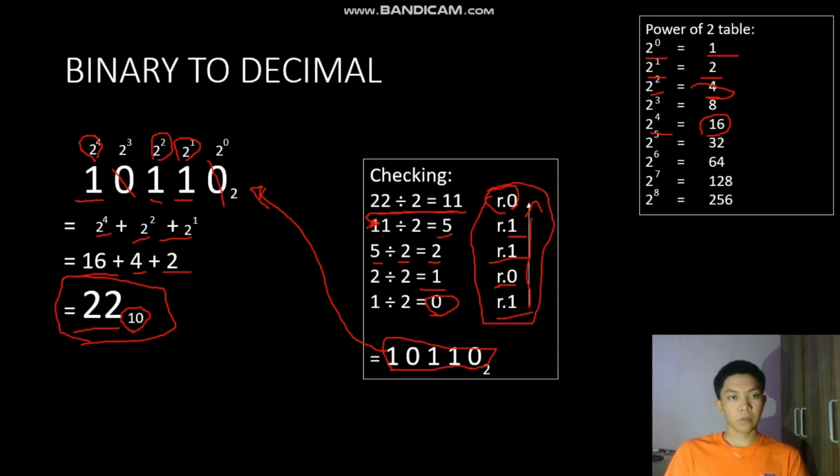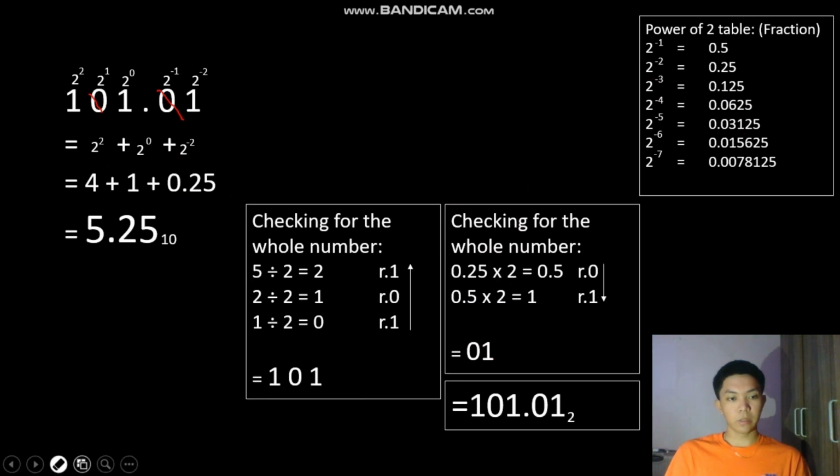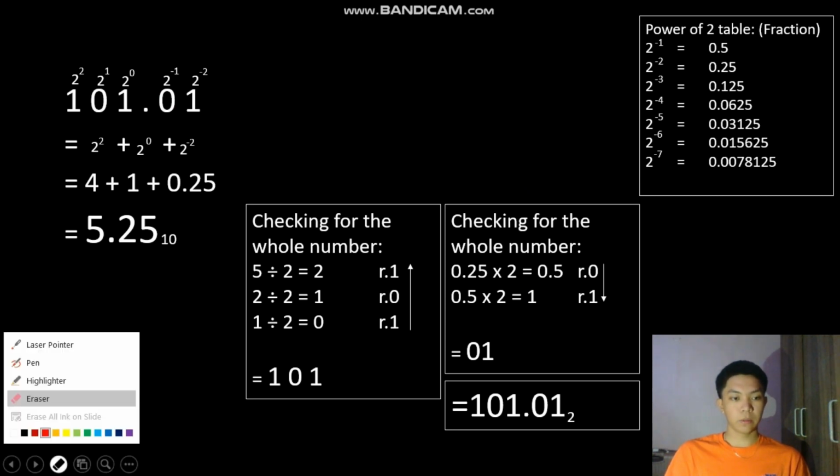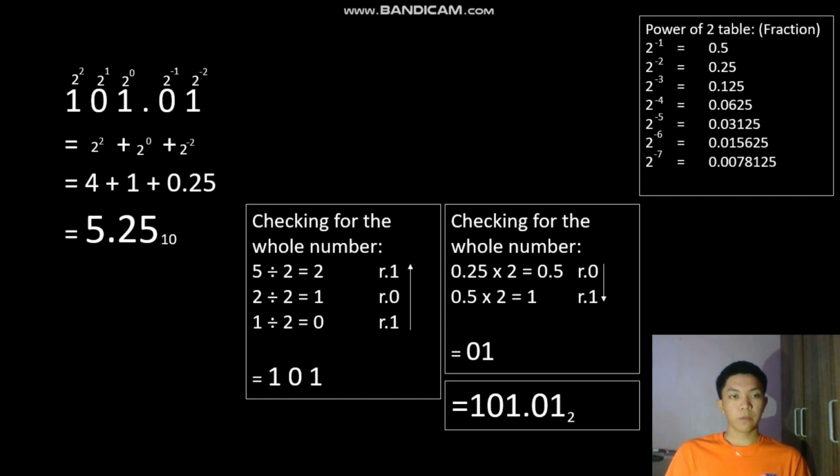Okay. Today, we will proceed to binary with decimal point. So this is the decimal point. For this part, our exponent is from right to left. But in the decimal point, our exponent is from left to right. So we'll start with this whole number.